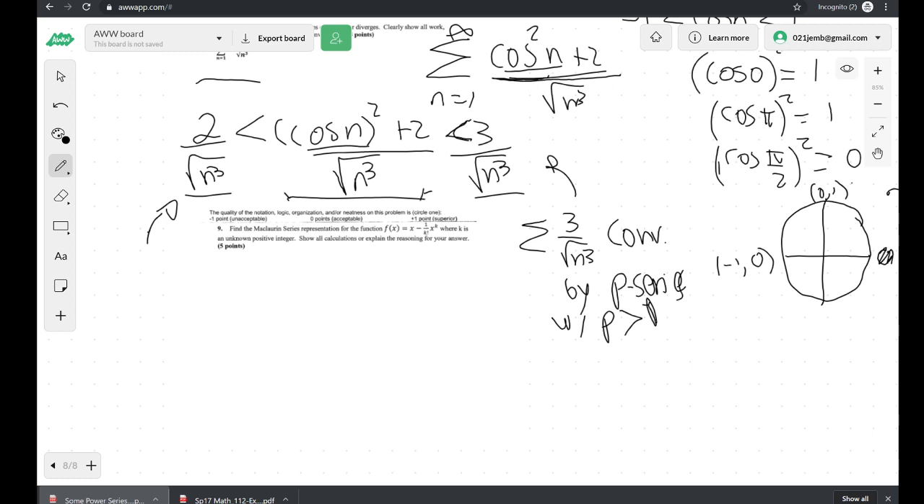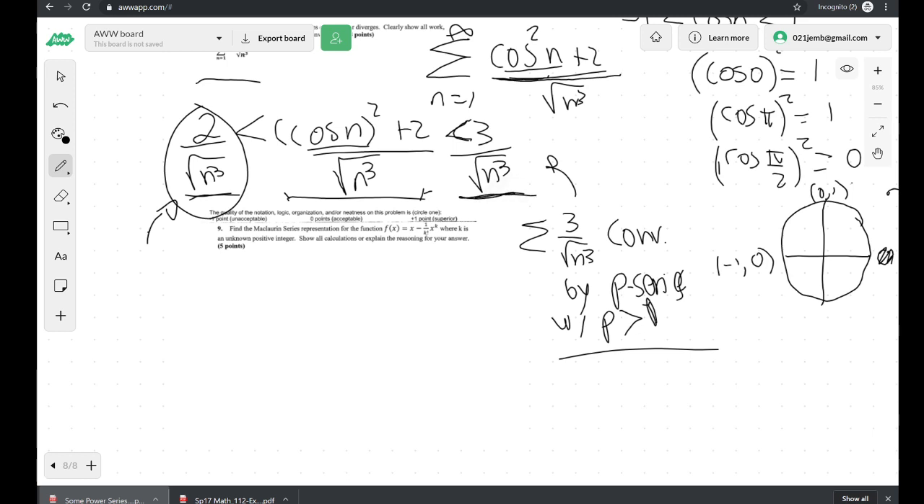So if the larger series, the sum of 3 over the square root of n cubed, converges, which we know it does, then the smaller series has to converge. In the other case, if the smaller series diverges, which it doesn't, then whatever is larger has to diverge. But we know that does not apply. So that part of the comparison test will not apply, so we have to use the larger series.